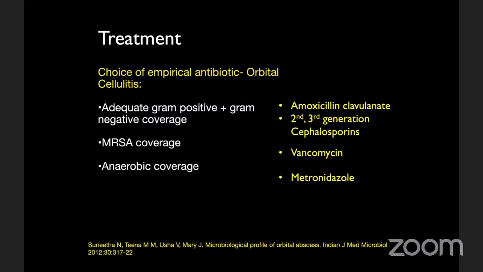This is important to remember: if there is no improvement even after 2 days of treatment, then you would go for imaging. Now, what are the choices of empirical antibiotic in cases of orbital cellulitis? It would be amoxiclav, then second and third generation cephalosporins. In cases of MRSA, when there is resistance, vancomycin would be the way forward. And for anaerobic coverage, it would be metronidazole.